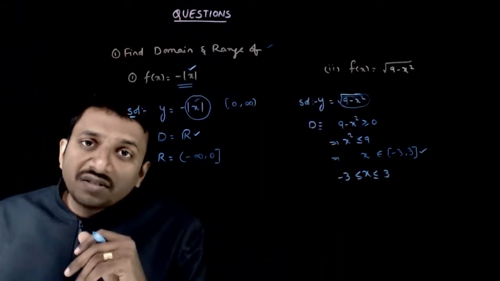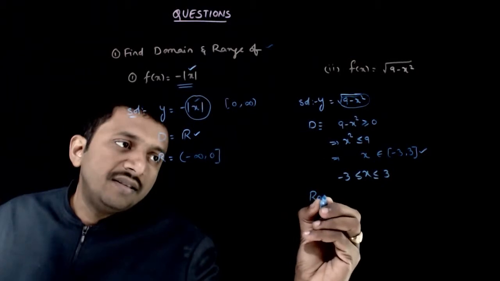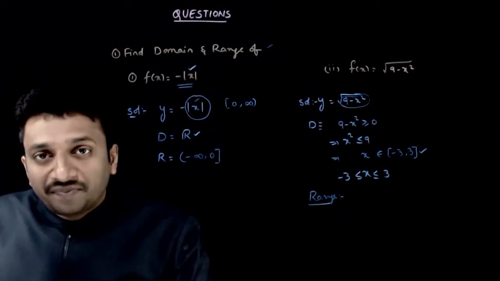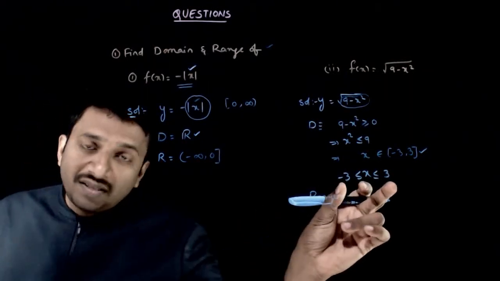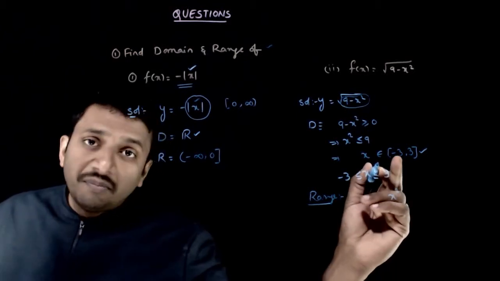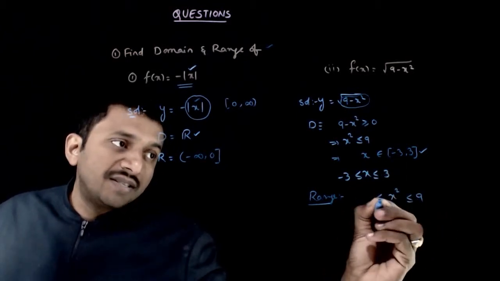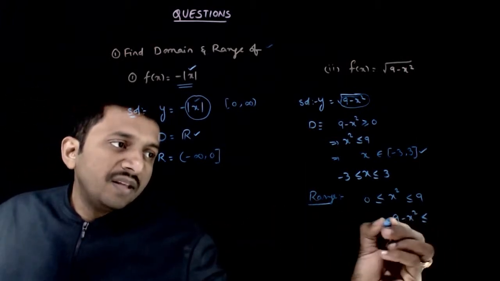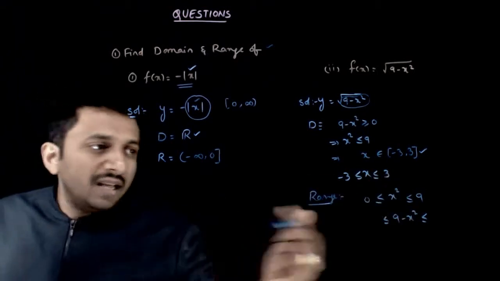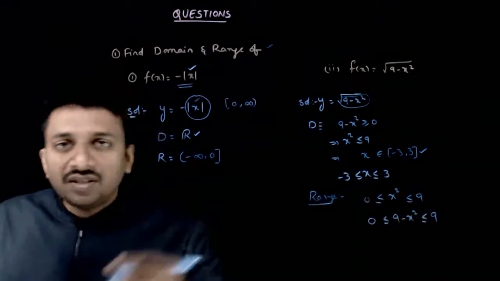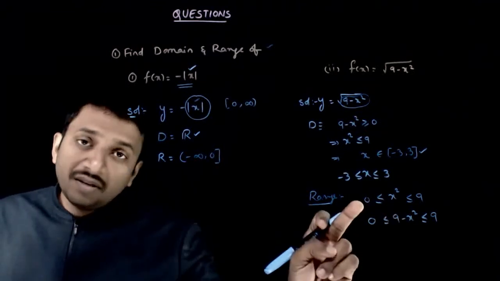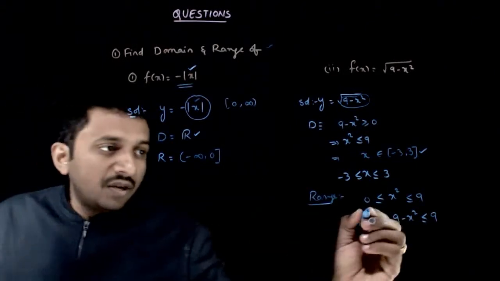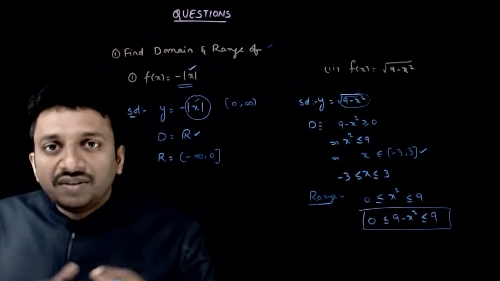Now, what is the range of this function? To calculate the range, you need to look at what the values of root of 9 minus x square are. If x belongs to minus 3 to 3, we know that x square belongs to 0 to 9, right? X square is in between 0 and 9. So where does 9 minus x square lie? If x square is some number between 0 to 9, 9 minus x square is also some number between 0 to 9. Because if x square is equal to 0, you get 9. If x square is equal to 9, you get 0. So 9 minus x square is a number which lies between 0 and 9.